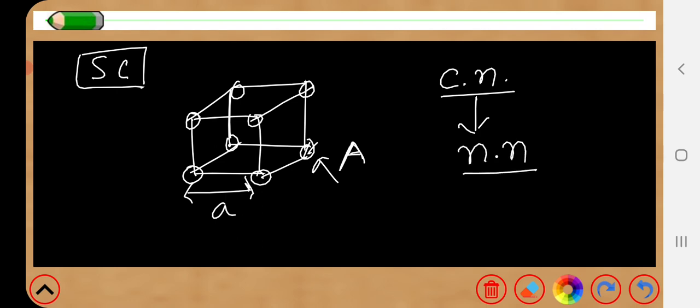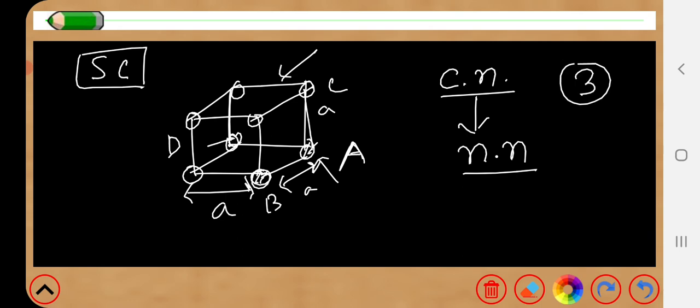So we can see that this atom, let's say this is the B atom, is a distance apart from the A atom. Similarly, if we say this is the C atom, it is also a distance apart, and if it is the D atom, this is also a distance apart. So for this unit cell, there are 3 nearest neighbors. So we can say that the coordination number is 3 for the simple cubic structure.